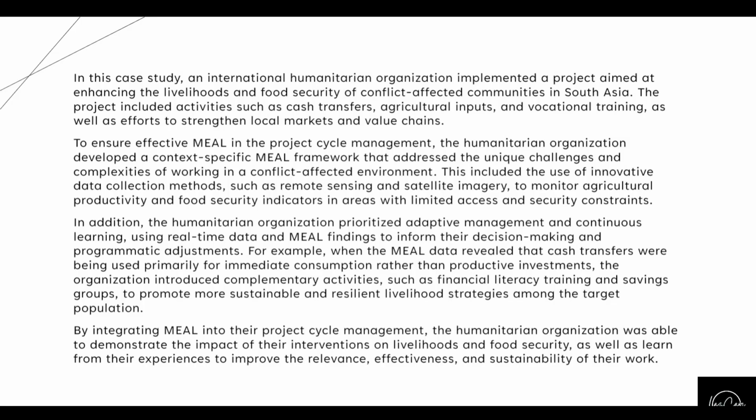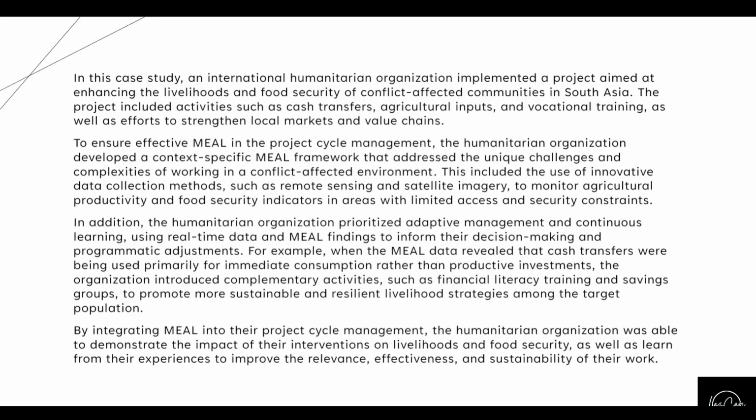decision-making and programmatic adjustments. For example, when the MEAL data revealed that cash transfers were being used primarily for immediate consumption rather than productive investment, the organization introduced complementary activities such as financial literacy training and savings groups to promote more sustainable and resilient livelihood strategies among the target population.